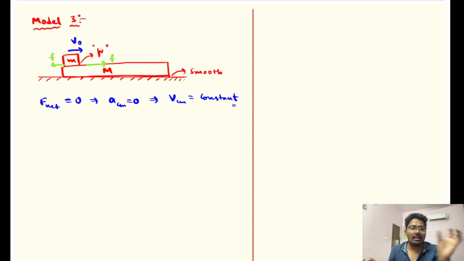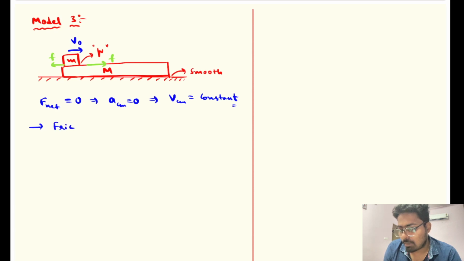So what is the only energy that can vary? That variable amount of energy is half into reduced mass into v relative square. That is the only energy that can be lost, right? So you know that they're asking what is the work done by the friction.